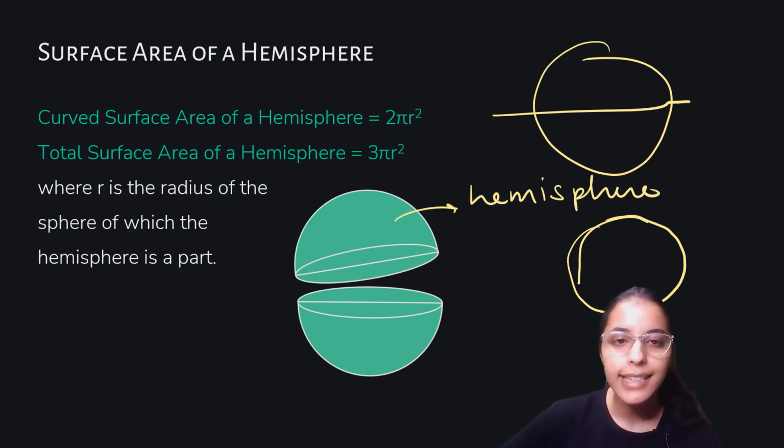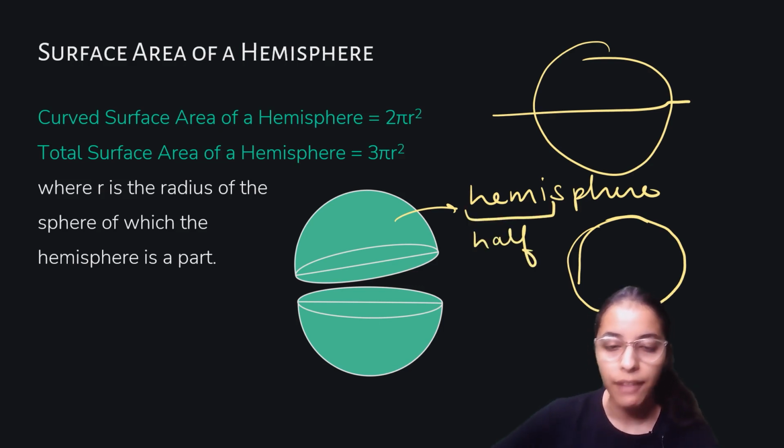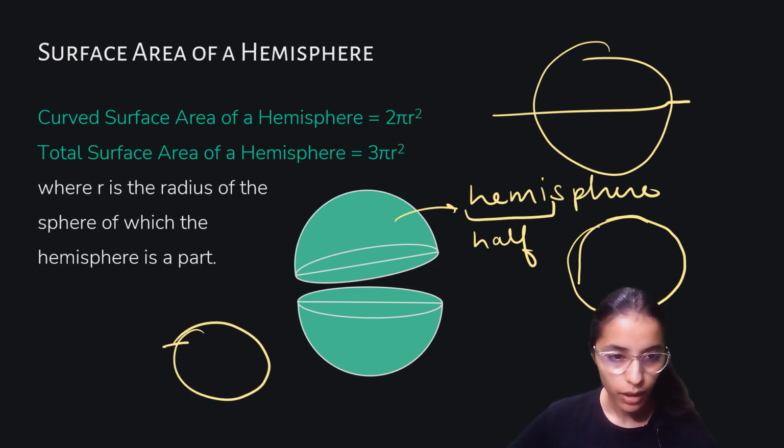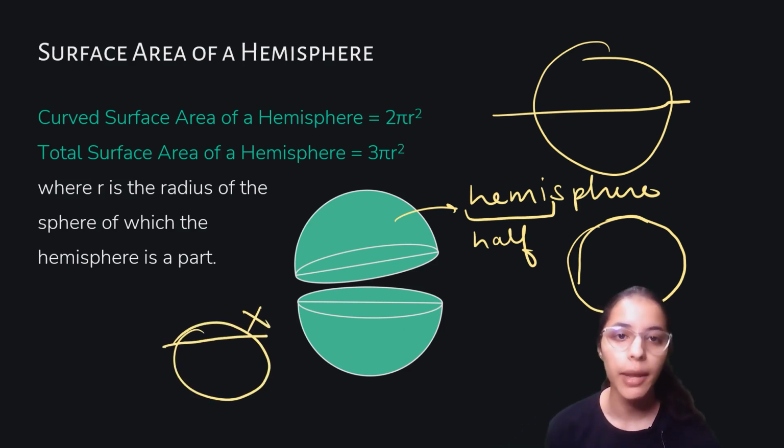Why is it called a hemisphere? It is because hemi means half, and we have cut the sphere into half. If we cut the sphere from here, then it is not a hemisphere. We have to cut it from the center, then only it is a hemisphere. So we have cut it in half, and now let us analyze our hemisphere. We'll see that it has two surfaces, and how?